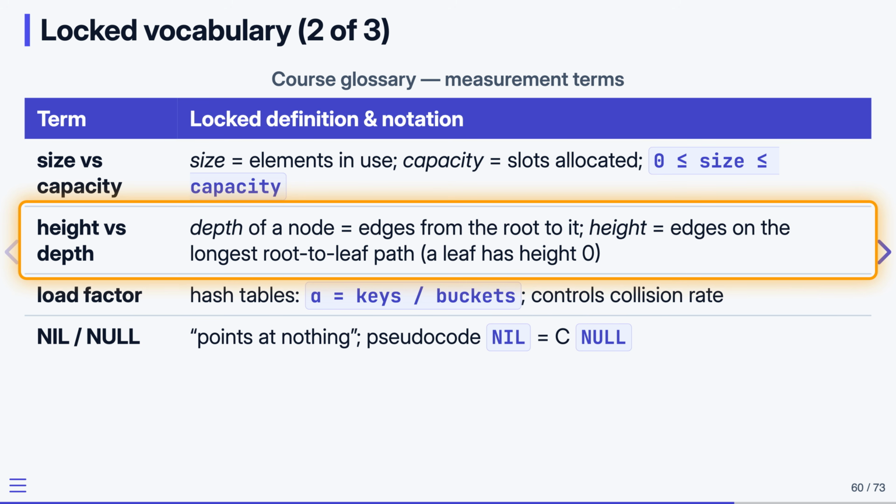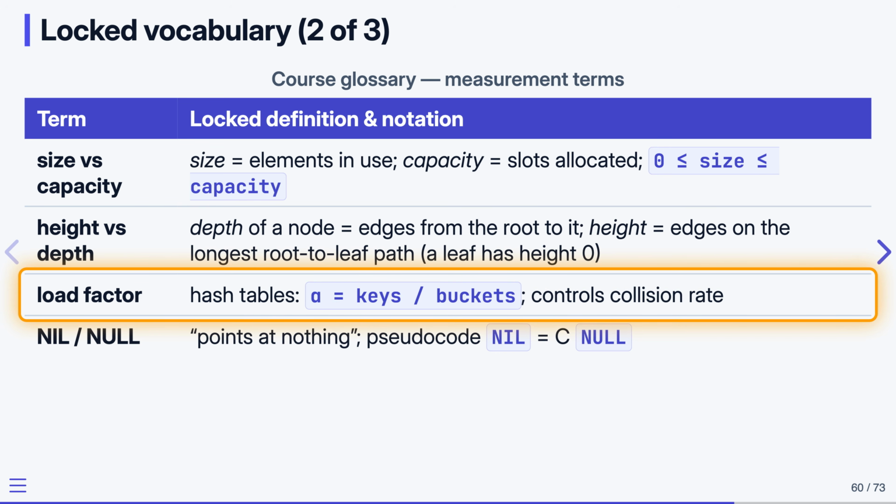Height versus depth. The depth of a node is the number of edges from the root down to that node. The height is the number of edges on the longest path from the root down to a leaf. A leaf has height 0. Students often swap these two, so go slow here.